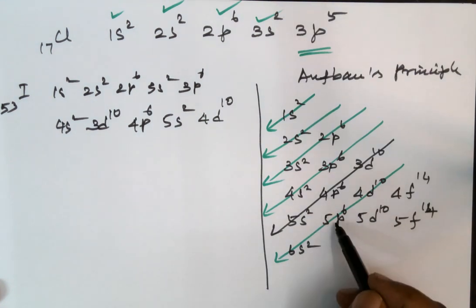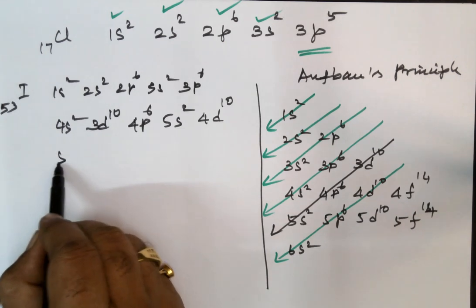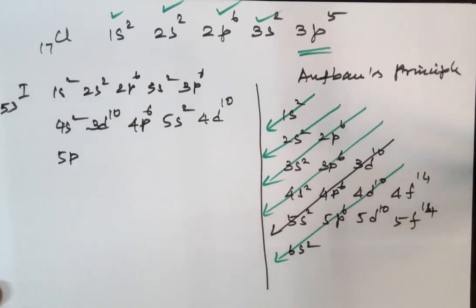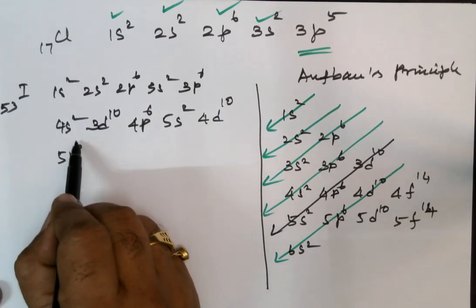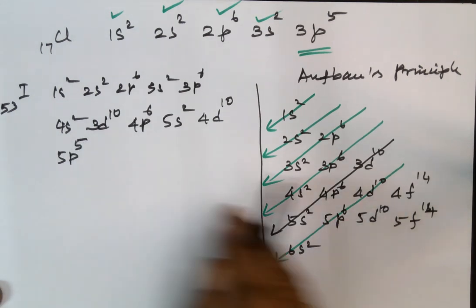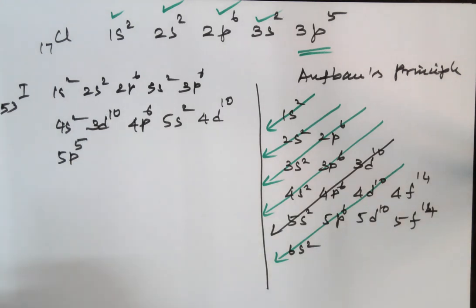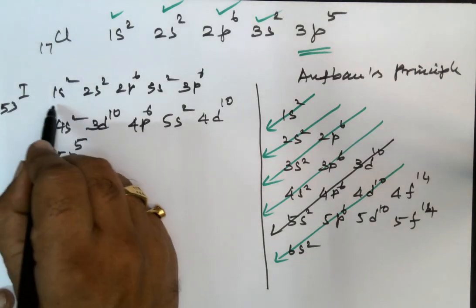Now you can go to 5p6. Okay, or you will follow. After 4d10, 5p6. Okay, so how much can we write? Only 5. Even though it has 6, we can take only up to 5 electrons here. Okay, now you can work out 1s2.